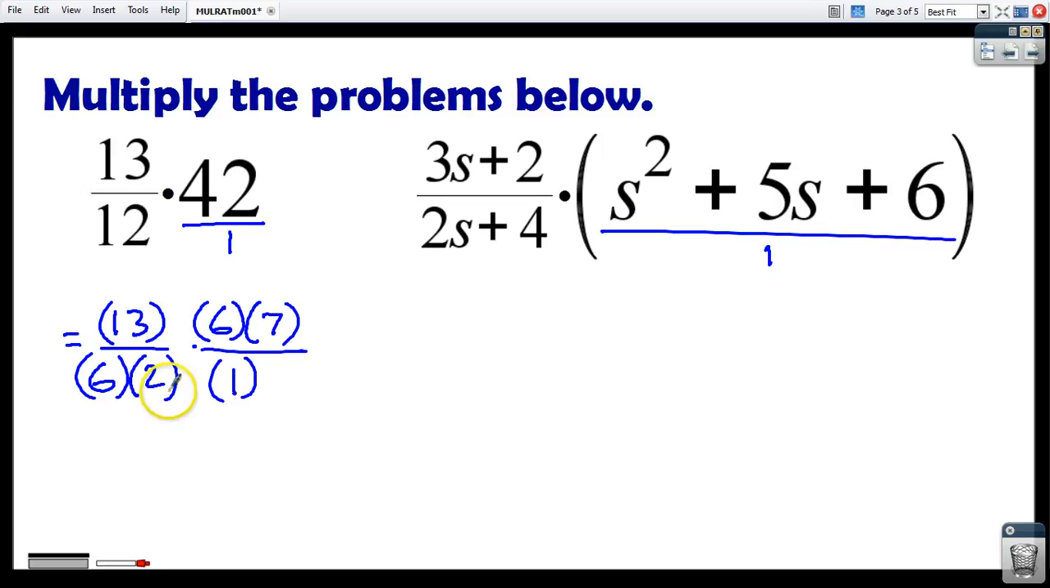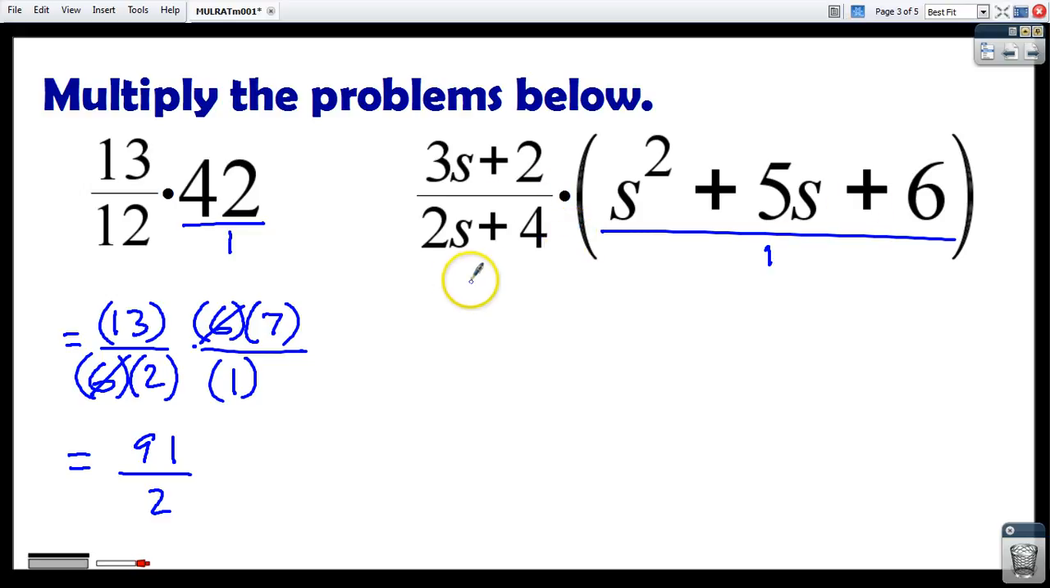Now we can go through and cross cancel. In this case, not a lot cross cancels. Here we've got 6 and a 6, and that's basically it. 13's prime, 7's prime, 2's prime. So the best we can do here is just multiply all this back together, which is 13 times 7 would be 91 over 2 times 1, which is 2. And I've already cross-canceled, so I know this won't reduce any further, so I can leave it like that, or if I wanted to, I could change it to a mixed number.